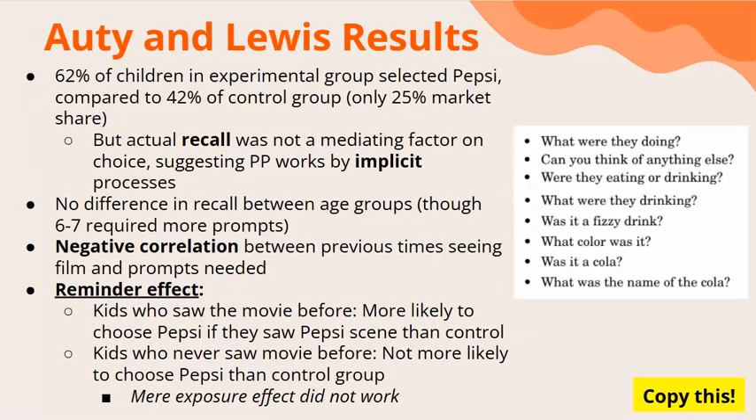The results are really interesting. So 62% of the children in the experimental group, the ones that saw the Pepsi scene, chose Pepsi, compared to only 42% of the control group. You might be like, well, 62 doesn't seem like a lot. Also, you should be asking yourself, well, how do we know they wouldn't have chosen Pepsi to begin with?